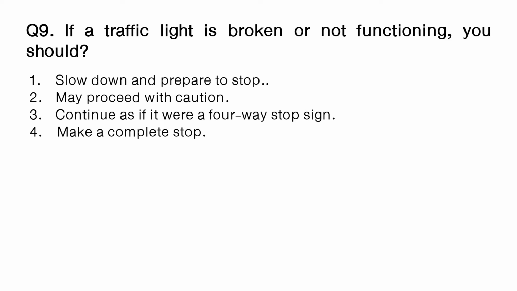Question: if a traffic light is broken or not functioning, you should: option number 1. Slow down and prepare to stop. Option number 2. May proceed with caution. Option number 3. Continue as if it were a four-way stop sign. Option number 4. Make a complete stop.